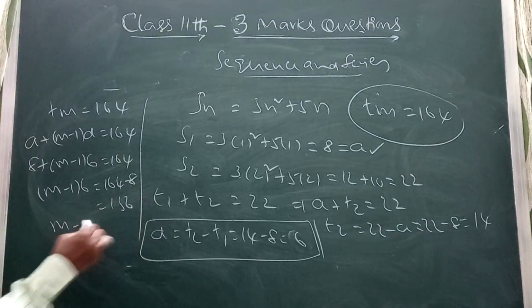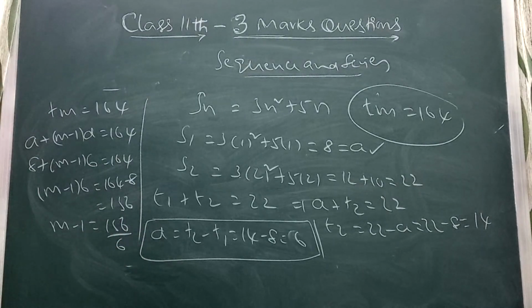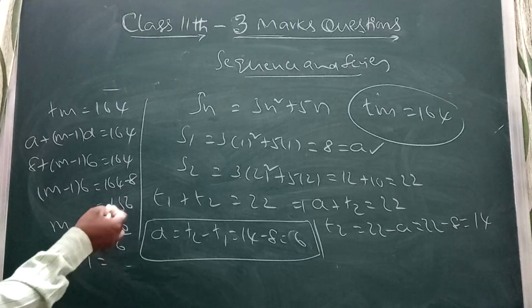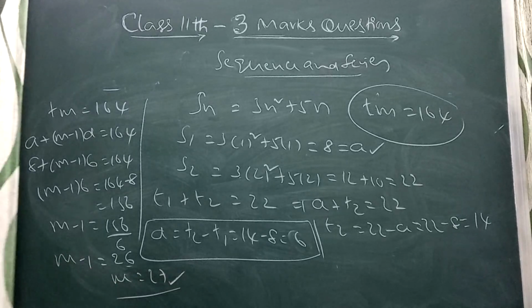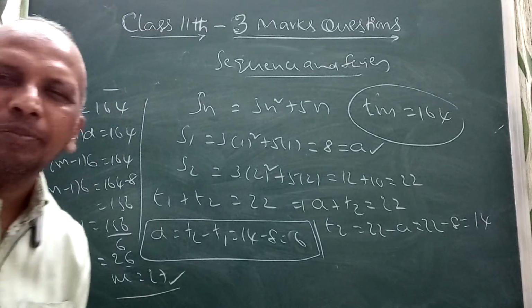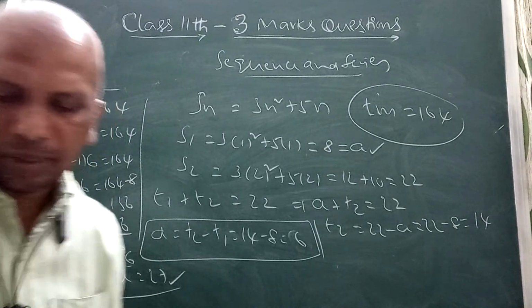So m minus 1 equals 156 by 6. Now you can simplify this. m minus 1 is equal to, how many times does 6 go into this? 26. So m is equal to 27, right? We get the 27th term. So these are the kinds of questions they ask in sequences and series.